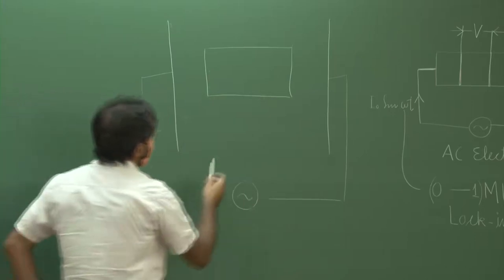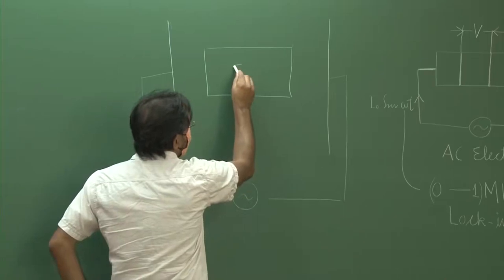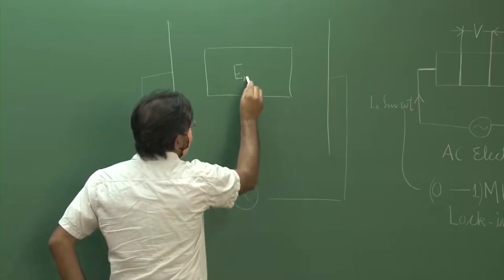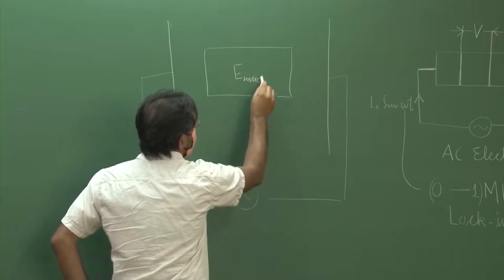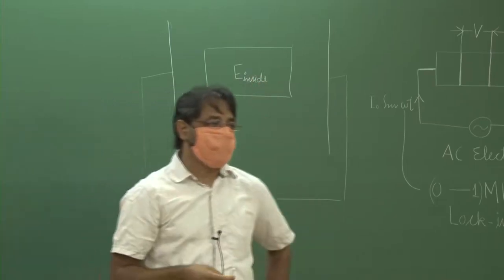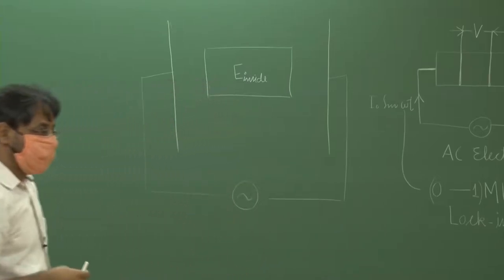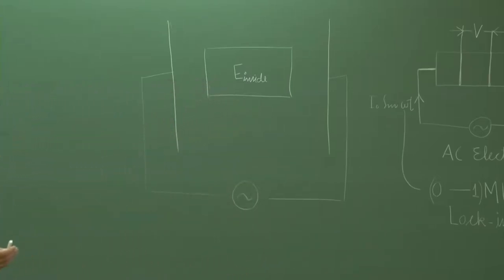But what if I introduce a metallic block inside? What will be the electric field inside the metallic block, E inside? Can you answer this question? What would be the magnitude of electric field inside the metallic block? It would be zero. In fact, this is what you learn in electrostatics. So, if it is a static field, it would be zero for sure.